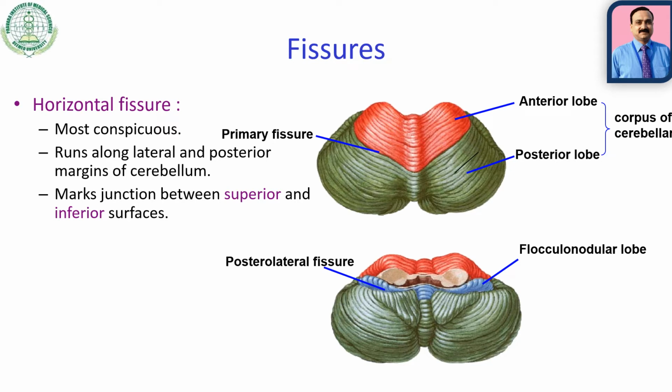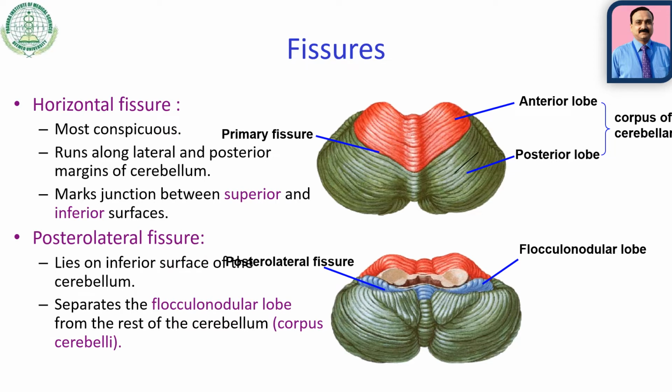Now first we will see the horizontal fissure. I can show you, this is the horizontal fissure. This is most conspicuous, runs along the lateral and posterior margins of the cerebellum. It marks the junction between superior and inferior surfaces. So this one is the superior surface, and here we can't see the inferior. Here you can see the inferior surface. So this horizontal fissure separates the superior surface from the inferior surface.